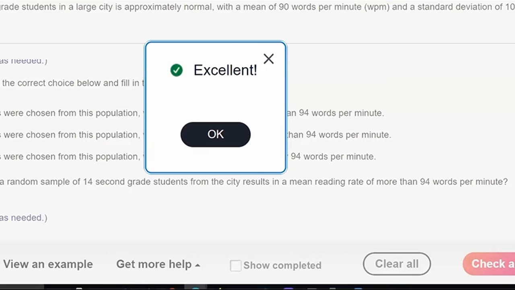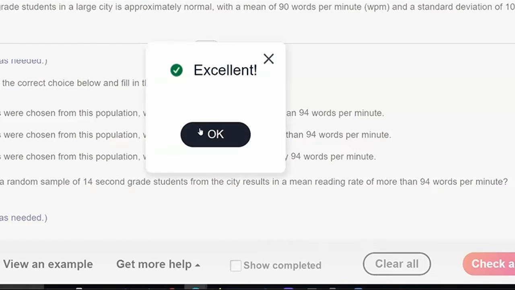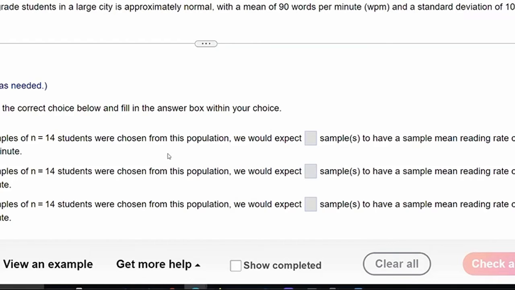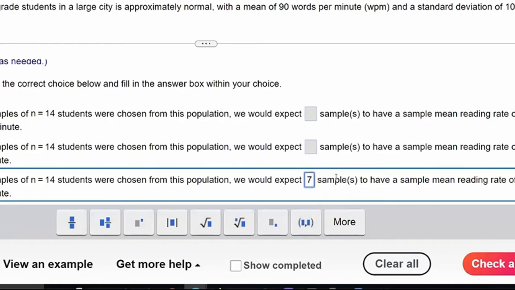They are pretty close. They're only 16 ten-thousandths apart. So when we multiply that by 100, 6.72, that's going to round up to 7. We'd expect that 7 of those 100 would read at 94 words per minute or more. Sorry, not 7 students, but 7 samples.